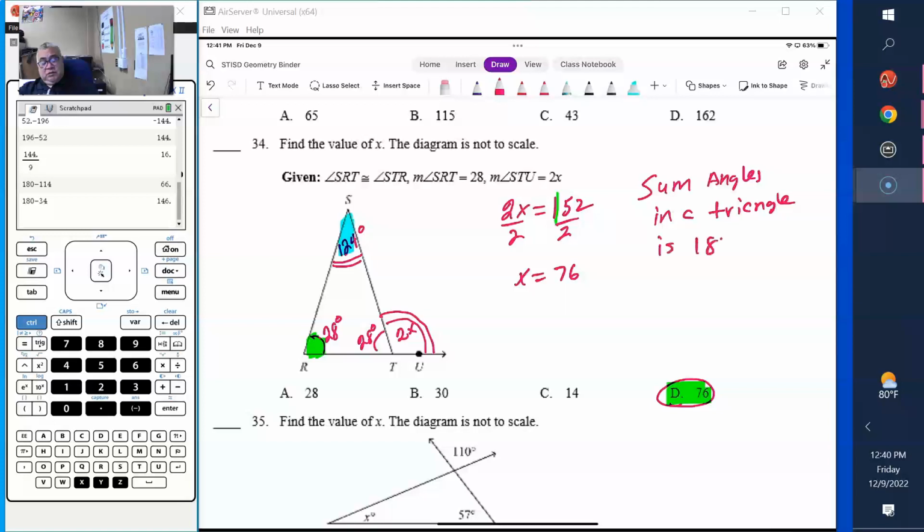The sum of the angles in a triangle is 180 degrees. And we know that the exterior angle is equal to the sum of the two remote interior angles. So 28 plus 124 gives you 152. That's the measurement of the whole angle. So 2x is equal to 152, divided by 2 on both sides. So x is 72. I think they were looking for the value of x.